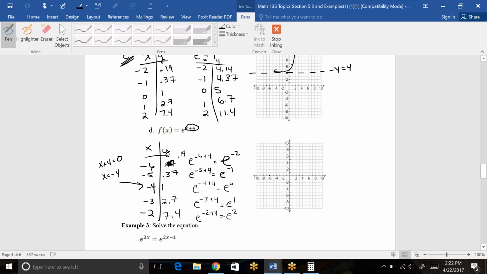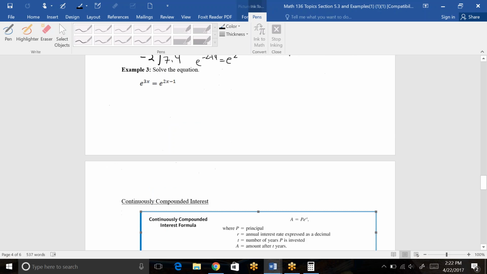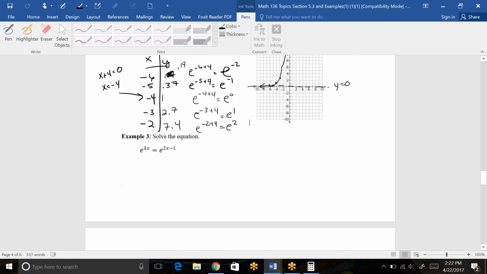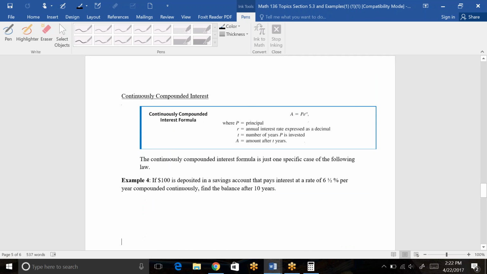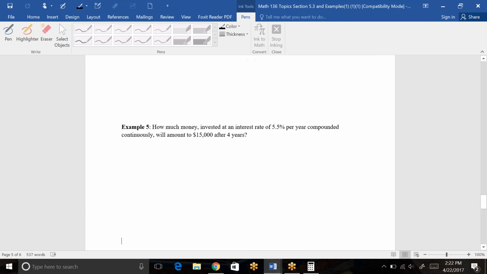So if we plot these, notice the whole graph has just been shifted to the left 4. And that is that. Still has the same horizontal asymptote as the rest, except for the vertical shift. Okay, we did example 3 in class, and I believe we did example 4, so we are left with just a couple more word problems.